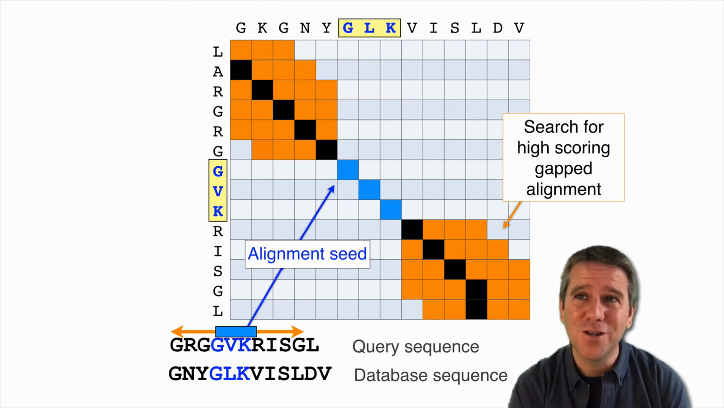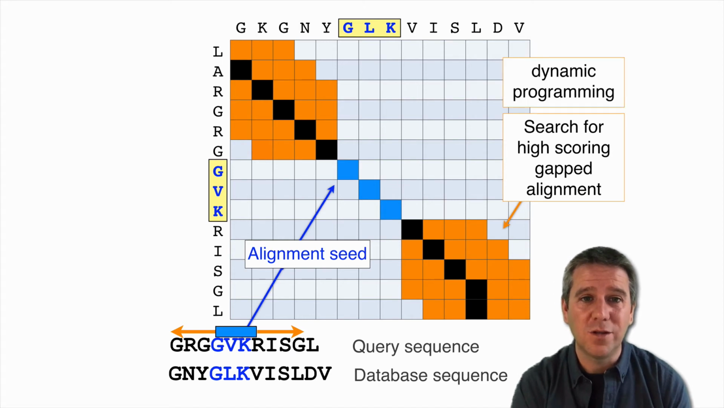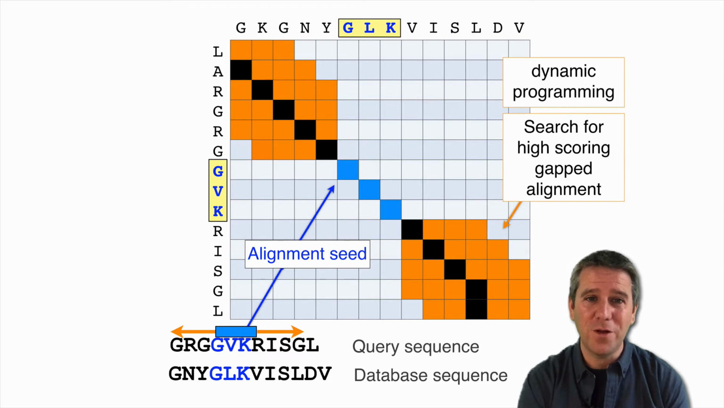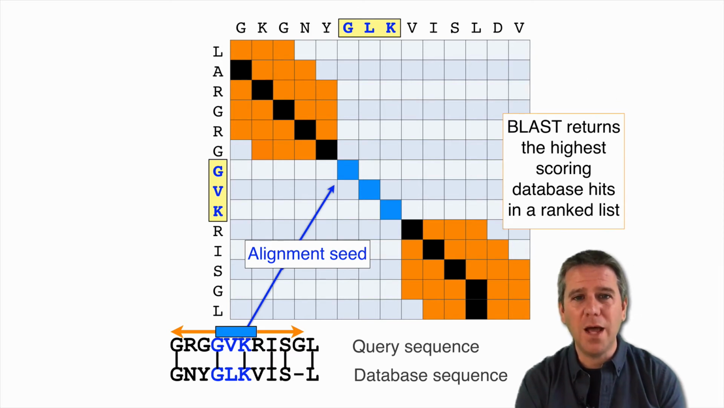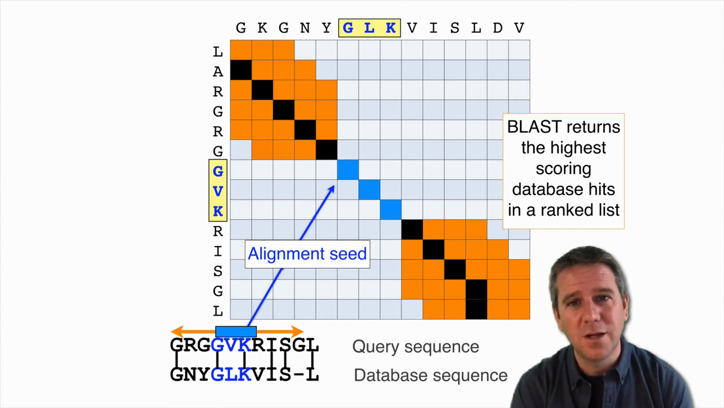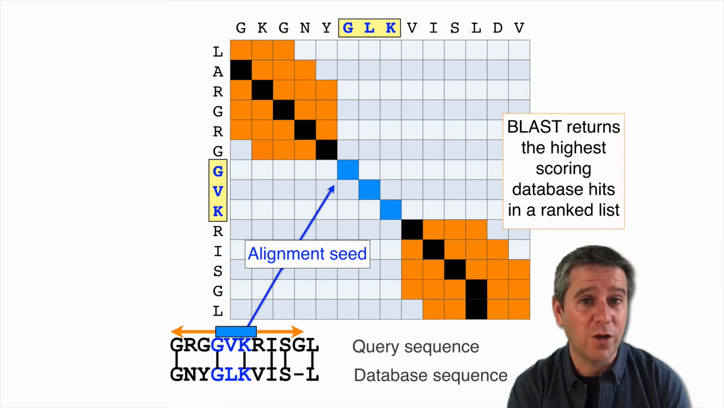And we're going to search for these highest scoring alignments in these regions. And how are we going to do that? Good old dynamic programming, of course. So what BLAST will do with these seeds, it will return the seeds, or what it terms highest scoring pairs, above a user-defined threshold score.